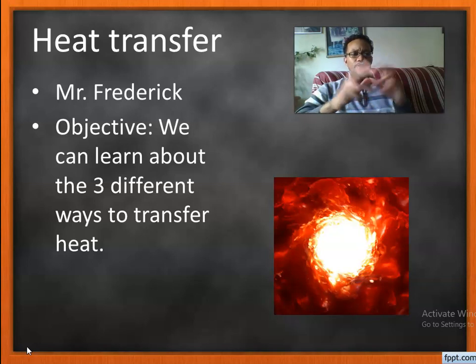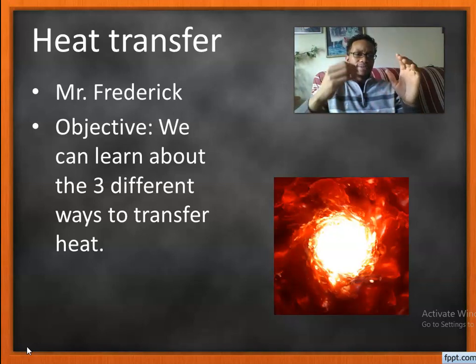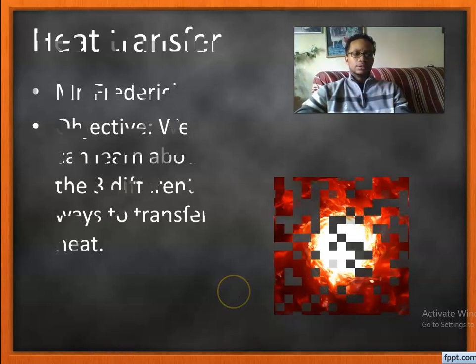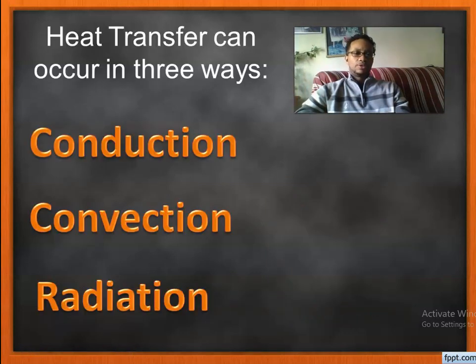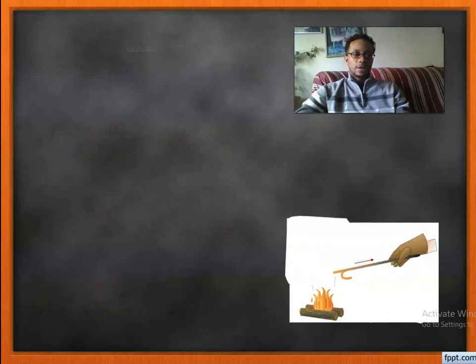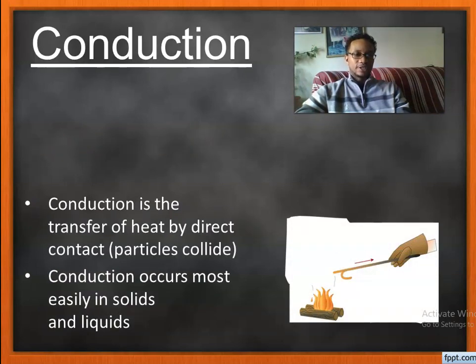So we're going to learn about three different ways to transfer heat, okay? And I'm showing this in a way that is both simple but real. So as you see here, heat can transfer in three different ways: conduction, convection, and radiation. We're going to talk about each of them individually and how they're applied. The first stop is conduction.